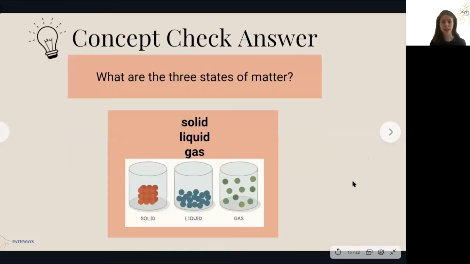Okay, so I'm going to assume you paused the video and wrote down your answer. So the answer is solid, liquid, and gas. Of course, we just talked about this. Solid is the tightly packed particles, liquid is when they're a little bit more loosely packed, and then gas is very free and free to move around.